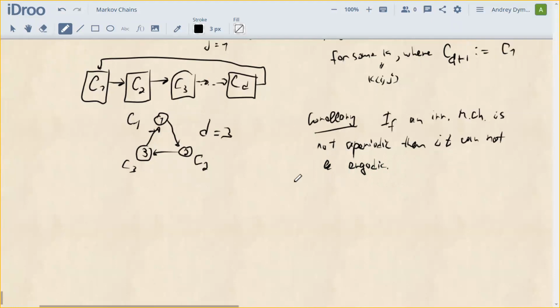Because we can take an initial distribution, say 1 at the vertex 1. So for example, if you start with probability 1 from the class C1, then in these steps we will arrive again to the class C1 for sure. And if you start from the class C2, in these steps we will arrive to the class C2. So no mixing. Mixing is impossible.